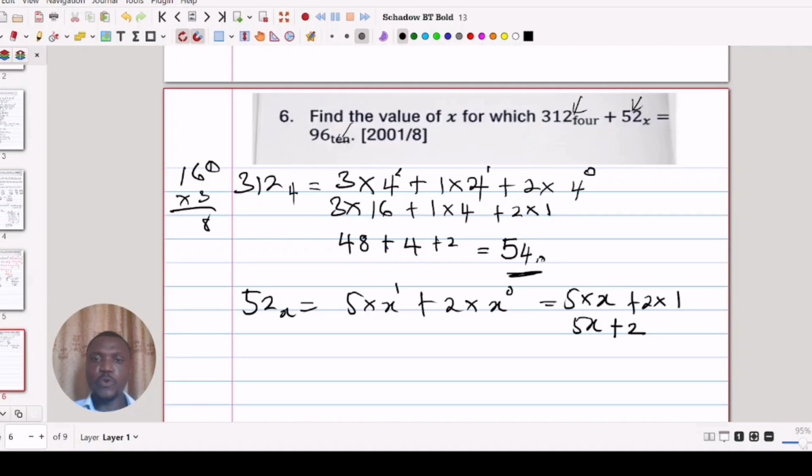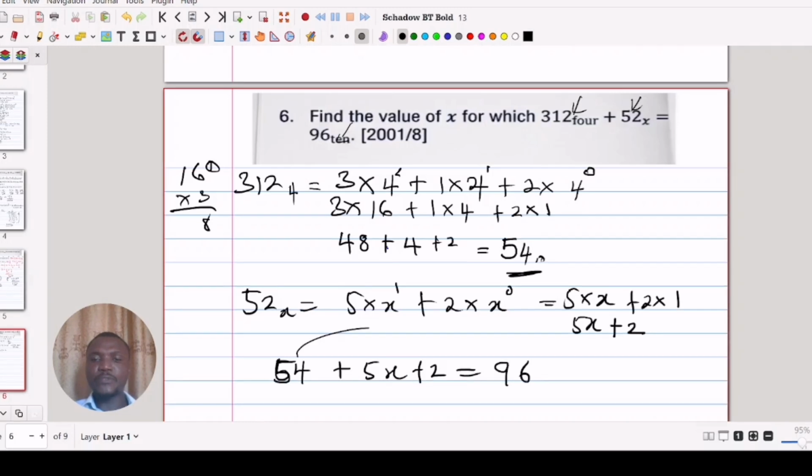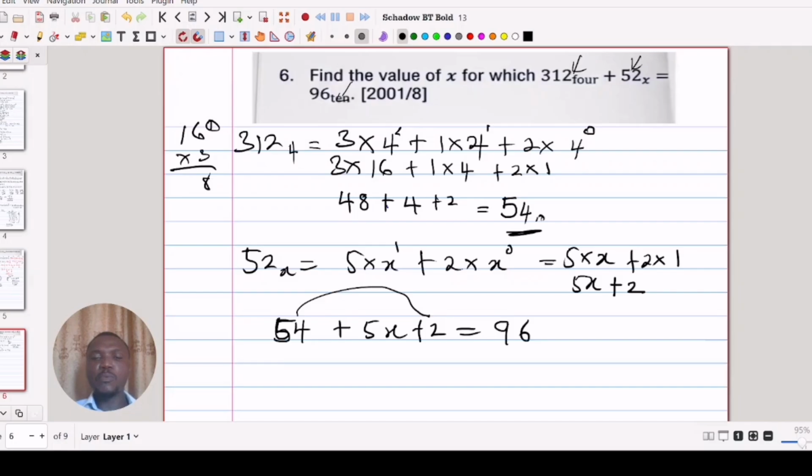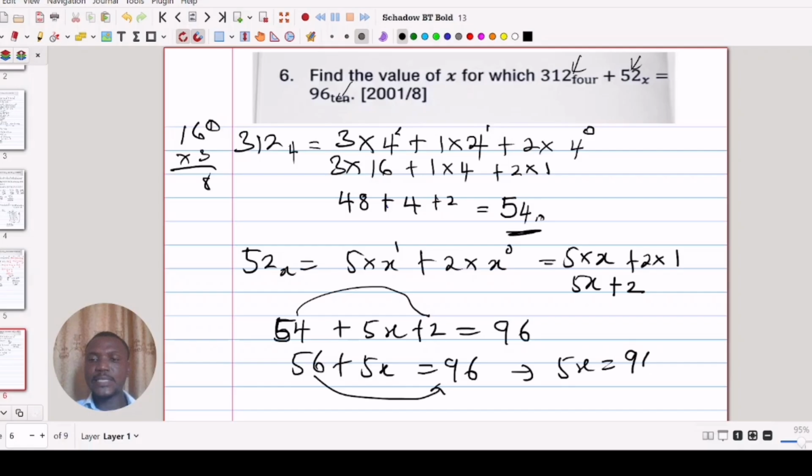So all you need to do, for 312 base 4, I'm going to write 54. After 54 plus 52 base x, which is going to give us 5x plus 2. Then you have your 96. So what's the next thing? I'm going to add this 54 and 2 together. What's 54 plus 2? That will be 56 plus 5x equals 96. So I'm going to move this 56 to this side. And when you move it, it will be 5x equals 96 minus 56.